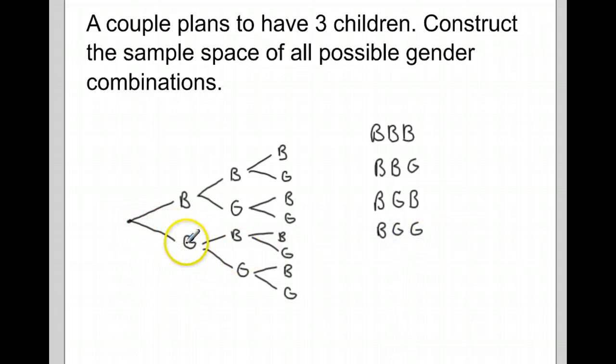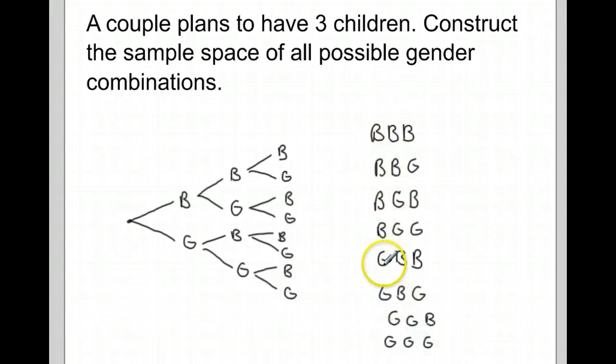And then finally we move down to the girls first. Girl, boy, boy. Girl, boy, girl. And then girl, girl, boy, sorry, and then finally girl, girl, girl. Okay, so there's 1, 2, 3, 4, 5, 6, 7, 8 outcomes here. And 2 to the third is equal to 8. So that's where these come from. 2 meaning there's 2 outcomes for each child. 2 to the third equals 8.